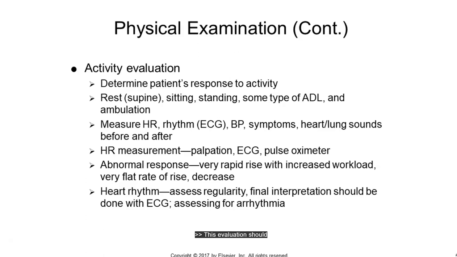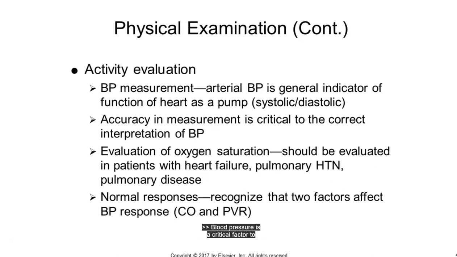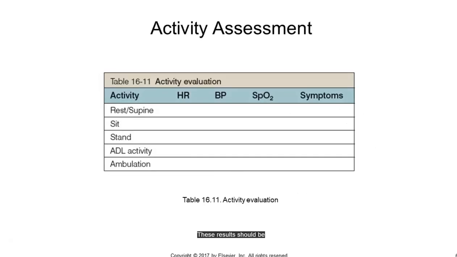activities. This evaluation should occur when the patient is considered stable after an acute event, but may even be performed when a patient is on a ventilator. Blood pressure is a critical factor to evaluate as it's a general indicator of heart pumping and is affected by both cardiac output and peripheral vascular resistance. Pulse oximetry is also indicated, but heart rate should be additionally palpated as low perfusion states may provide unreliable heart rates and oxygen saturation. These results should be recorded for each activity.